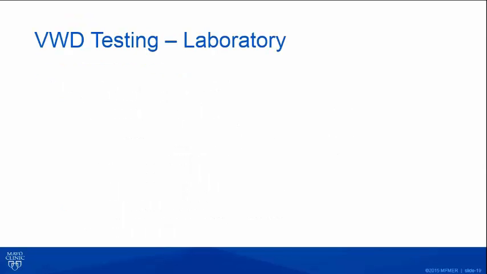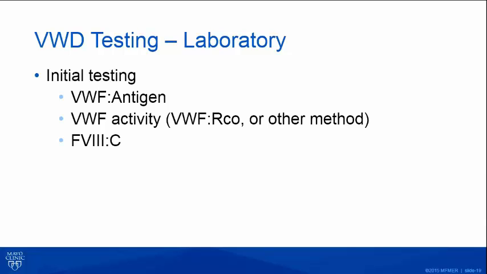So according to the NHLBI guideline as well as the ASH guideline, the initial screening test for von Willebrand disease would include an antigen level, activity, and Factor 8 activity. Ristocetin cofactor has historically been the gold standard for measuring von Willebrand factor activity. However, it's a live assay that requires donor platelets and the patient plasma, and so there's relatively high inter and intra variability of this assay.